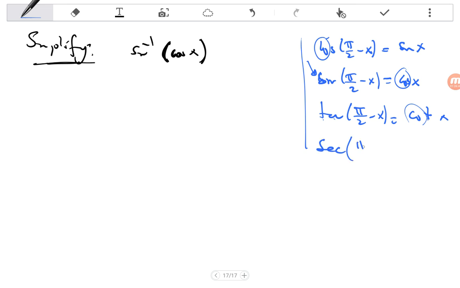And so on. If I have sec of pi over 2 minus x, it will just be cosec of x. Whenever I have a co on one side, for the other side, I will just remove that co and vice versa. So these rules are important. I will use these rules in problems like this. I will just express the trigonometric function in terms of the inverse of that function. So I need to express that cosine in terms of sine.